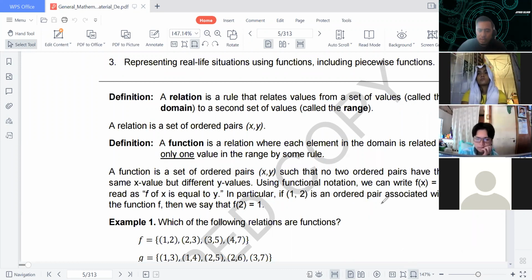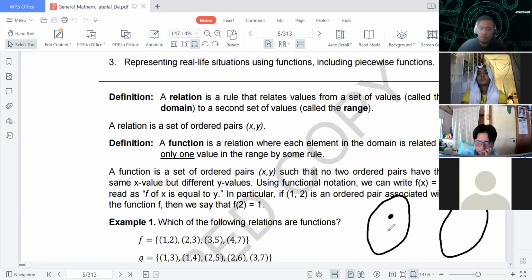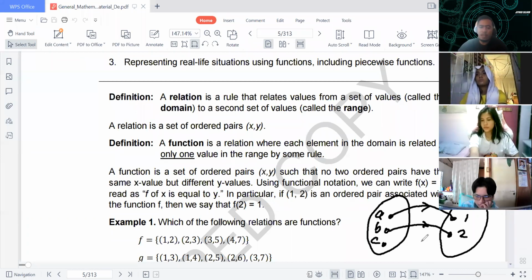So I'll give you another example. Say I have here three elements, A, B, and C, and I assign them to 1 and 2. I assign A to 1 and B to 2. Now, my question is: is it a function? No, sir. No, it is not a function. Which condition does it fail?